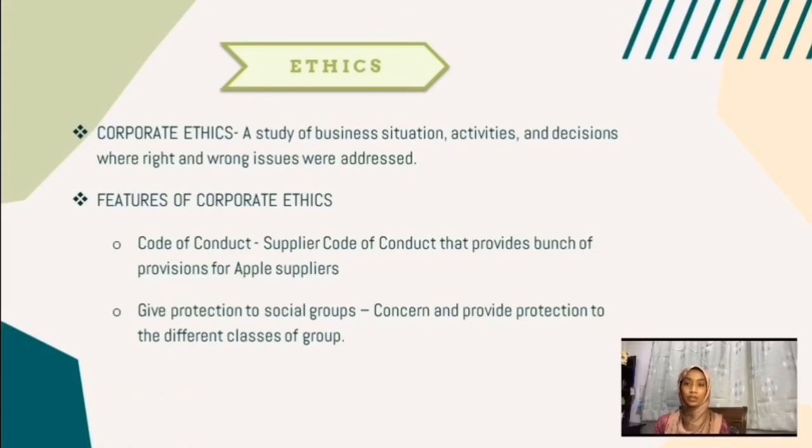Next is providing protection to social groups. A company needs to be concerned with and provide protection to diverse groups such as employees and customers. For example, the illegal mining issue in Indonesia causes environmental destruction and affects the fishermen near the mining site. Every party that is affected will be protected by Apple.